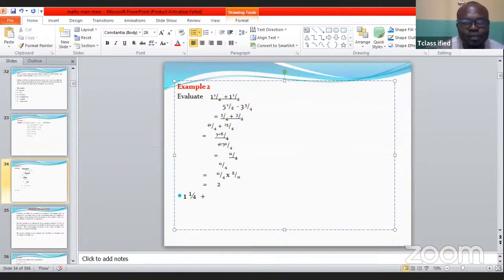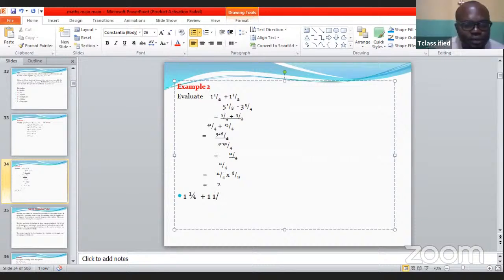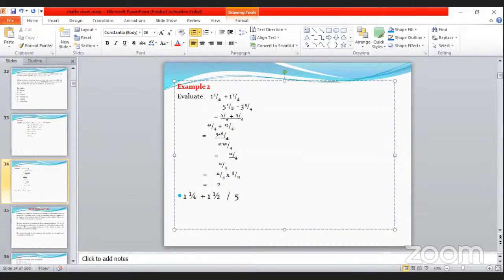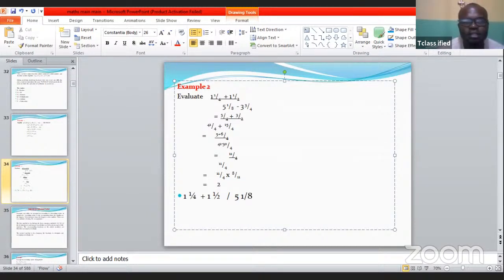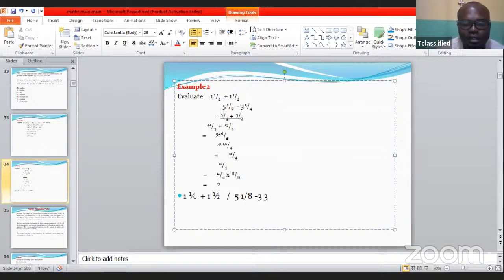plus 1 whole number 1 over 2. Okay, now everything here all over 5 whole number 1 over 8, 5 whole number 1 over 8 minus 3 whole number 3 over 4. Okay, so that's what we have.